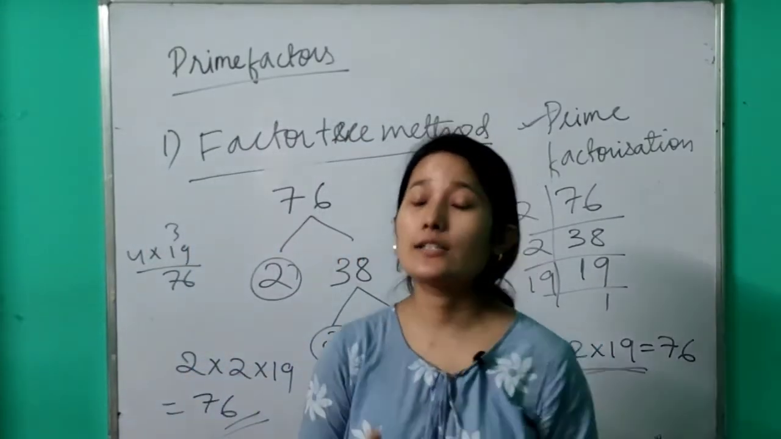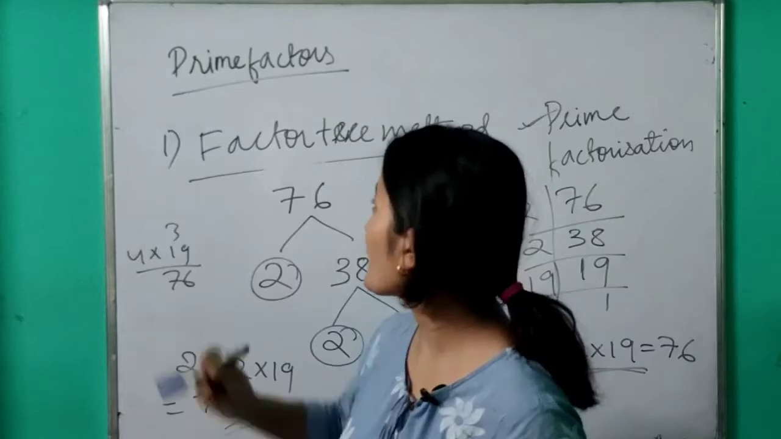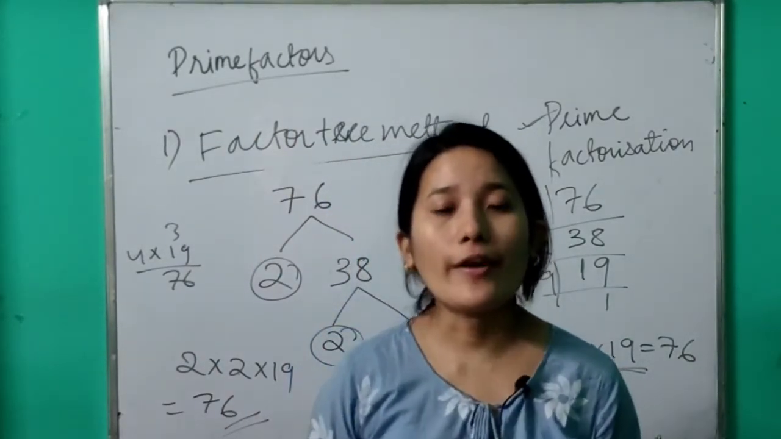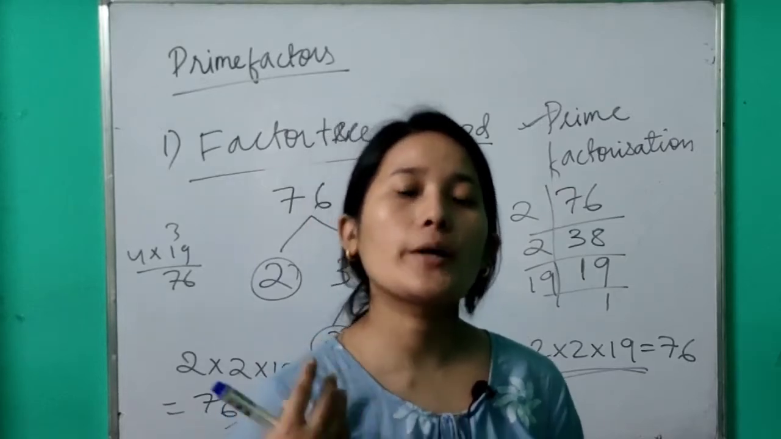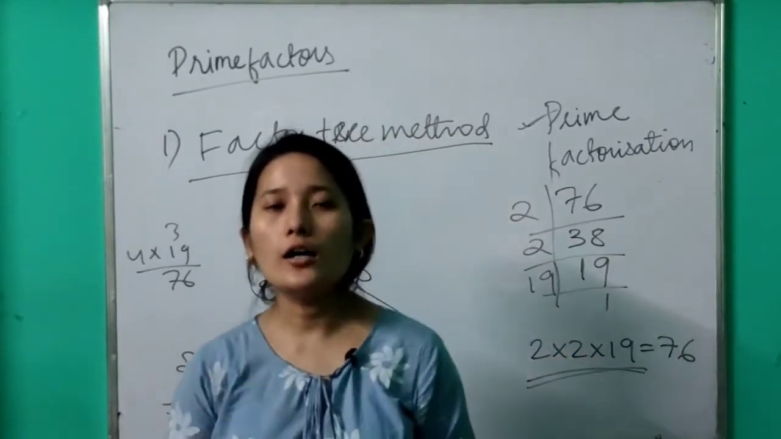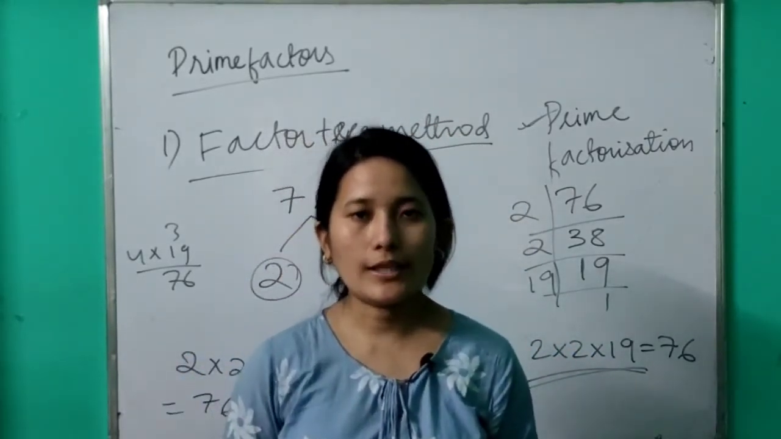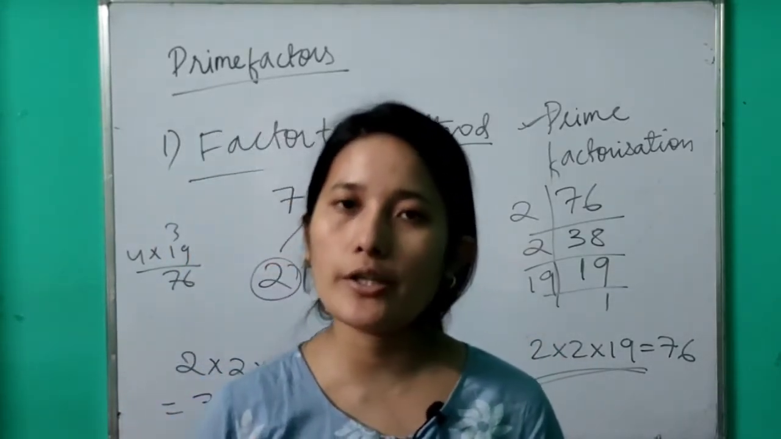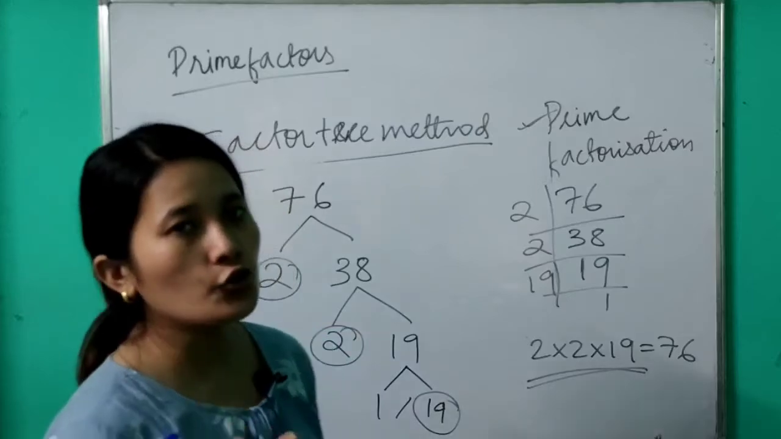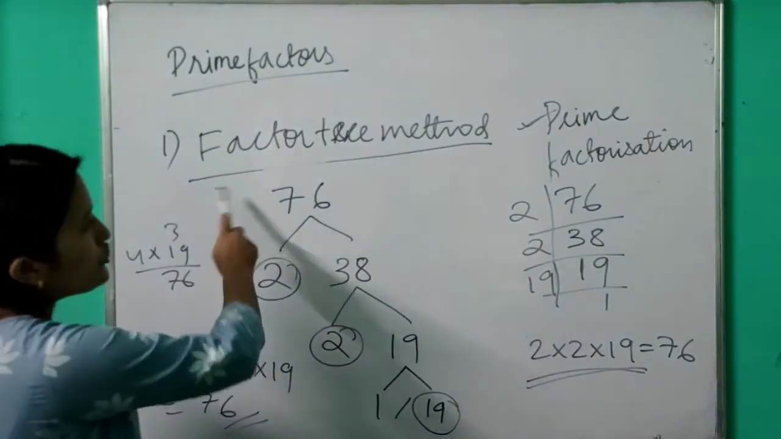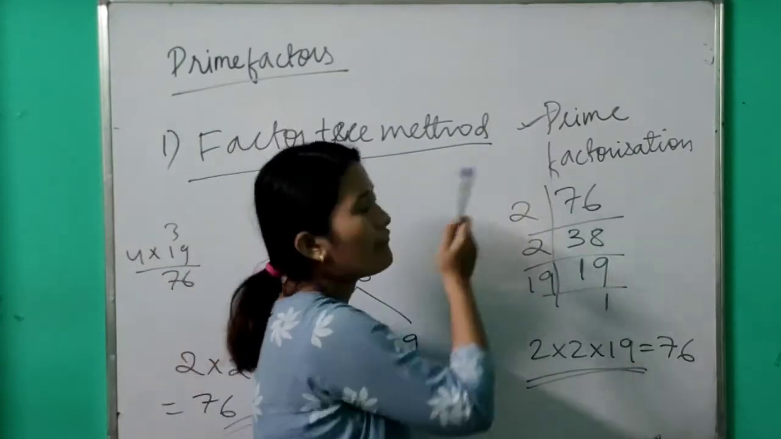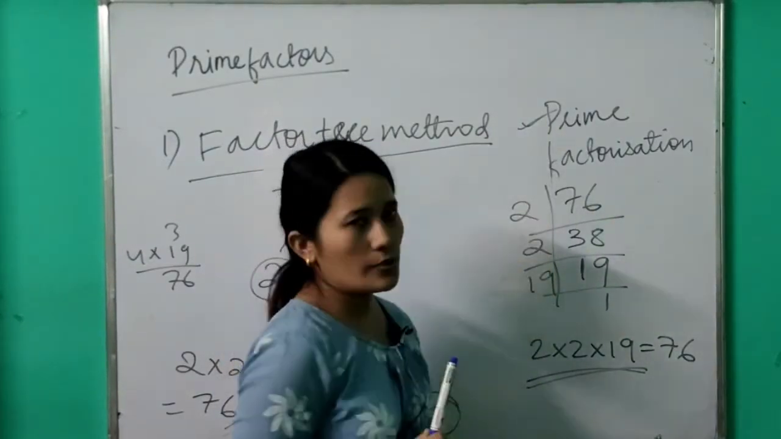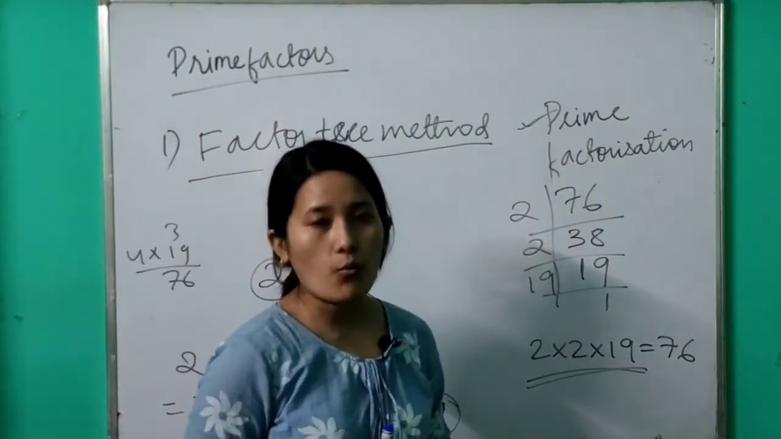Okay, so class, let's discuss another topic, that is prime factor. What is a prime factor? A prime factor is a prime number which completely divides a bigger number. That's your prime factor. In order to find the prime factors of a particular number, we can carry out two methods. One is your factor tree method and another one is the prime factorization method. Out of these two, the prime factorization method is the most preferable one.